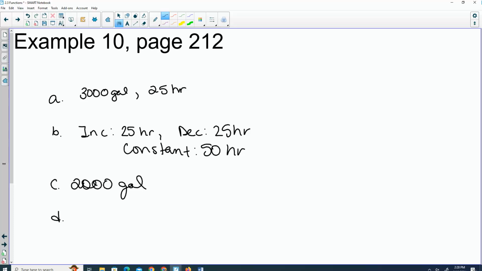It decreased by 1,000 gallons. So is that just my kids splashing in the pool? Probably not. Is that evaporation? Probably not. 1,000 gallons. What would cause it to drop by 1,000 gallons? Yeah, maybe we drained part of it. Maybe it had a leak and it was leaking. Okay, and then what happened? It became constant again. So we closed the drain or we repaired the leak and it leveled out.